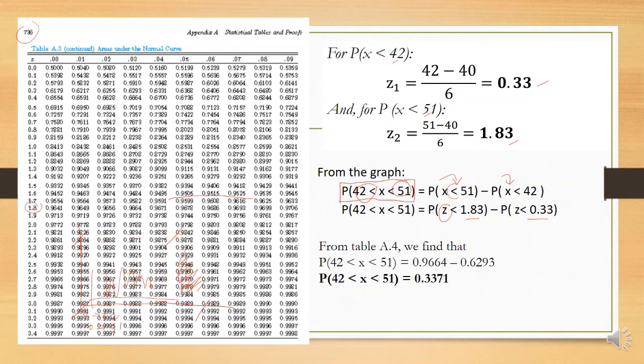Tapos, sa 3 tayo, 0.03. And the intersection of that will be, asan na? 0.9664. Ayun. And then, yung 42 naman, 0.33. So, 0.3 tayo, and then 0.03. It is equal to 0.6293. Then, the difference is 0.3371. Okay?